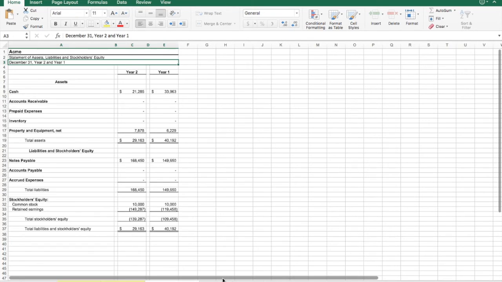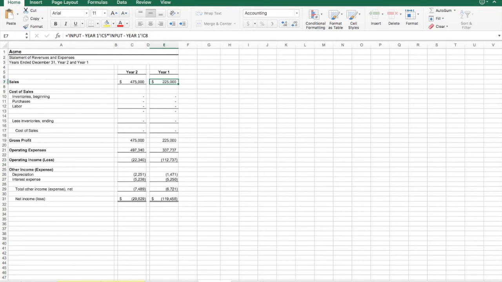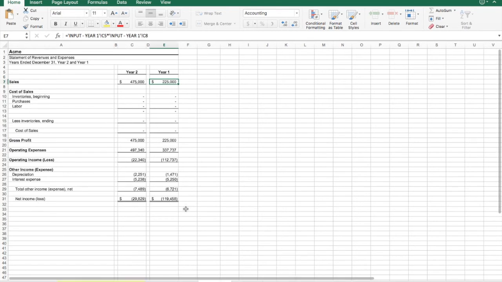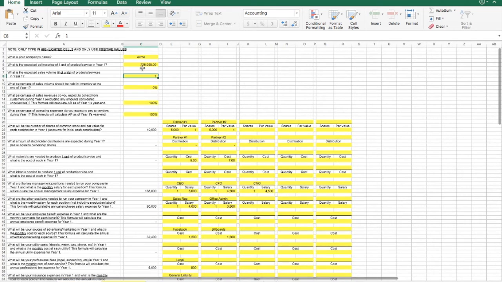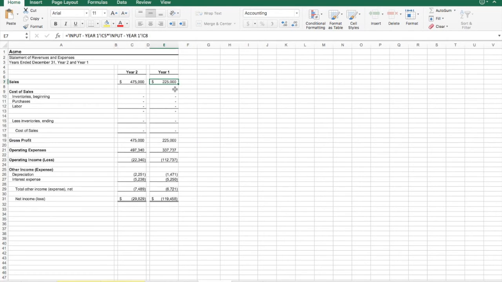The next statement you want to look at is what they're calling the statement of revenues and expenses. That's also your income statement or your profit and loss, your P&L. And here you want to first make sure that your sales numbers are correct. So in this case, year one is $225,000, which is exactly what I have plugged in here on my input tab.